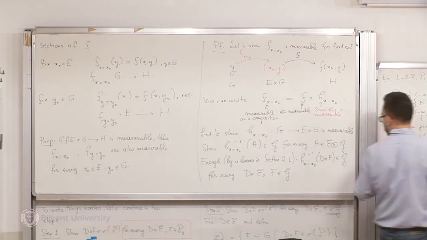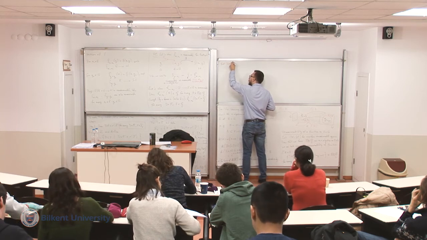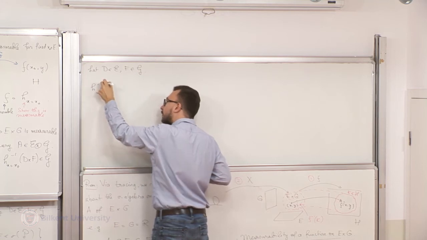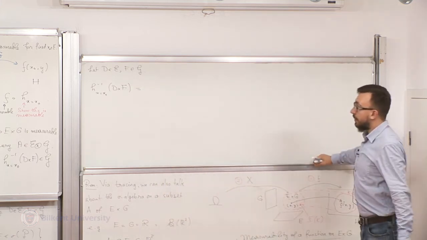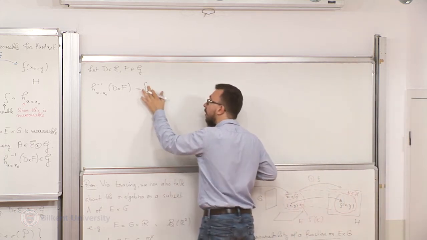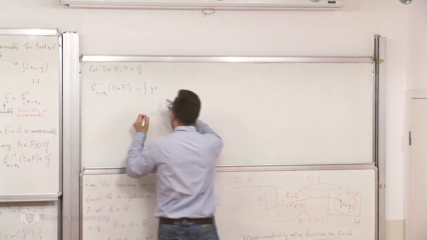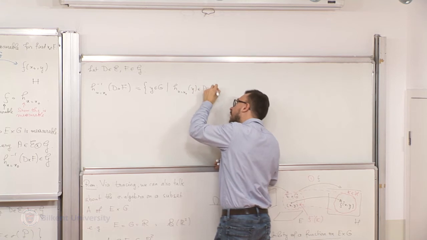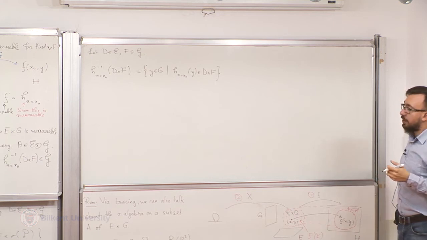So let's do it. Hopefully now it's easier. Let D in E and F in G. So we look at the preimage of this set under H. What is the definition of it? It's just a set of y's. Remember, H is defined on this space. So a set of y's for which H of y is in D cross F.